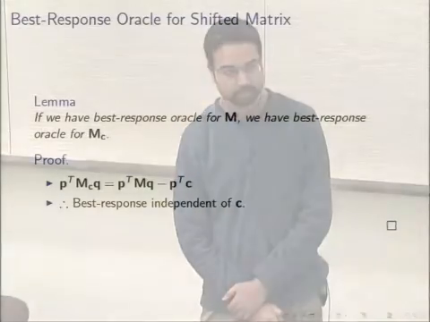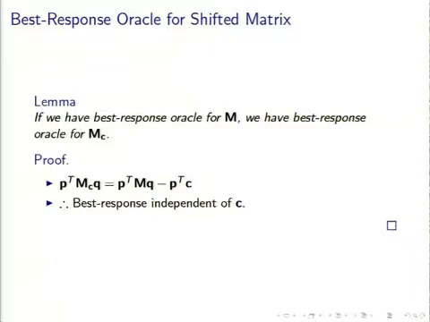Now this shifting operation has two interesting properties. One is that our assumption that we have a best response oracle for the original matrix implies that we have a best response oracle for any shifted version of the matrix. And the proof is just this equation. The payoff of any two strategies in the shifted version is just the original payoff minus a quantity that's independent of Q. So if you can argmax this quantity, then you're also argmaxing it with respect to Q. So we have a best response oracle for any shifted version of the matrix.